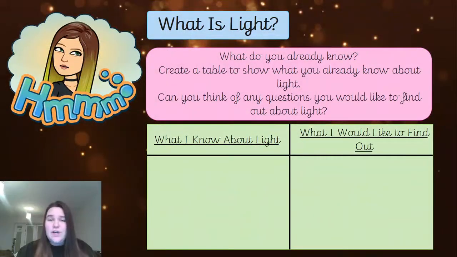So what do you already know about light? What I would like you to do in your catch-up books or in your books at school is to create a table to show what you already know about light. And can you think of any questions you would like to find out about light? So in your first column you need to have what I know about light, and in your second column what you would like to find out about light. So if you just wanted to pause the video here to be able to draw your columns, that would be amazing.